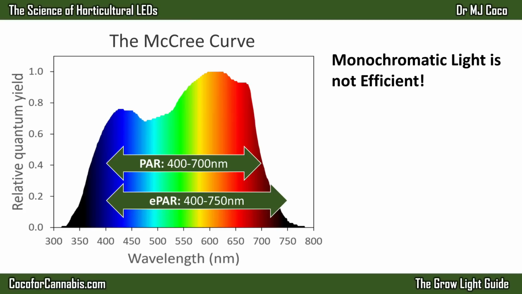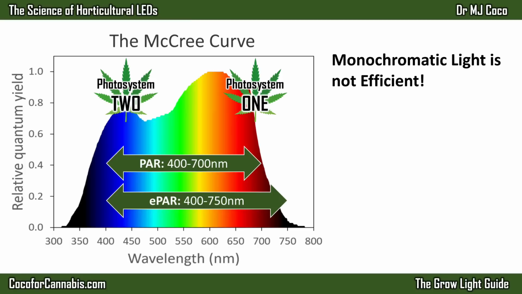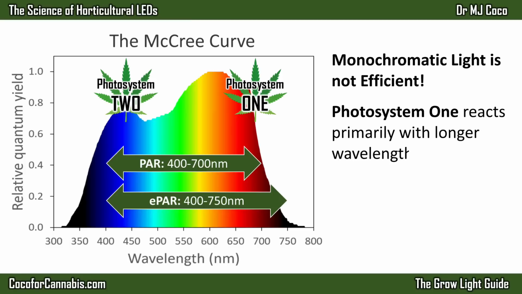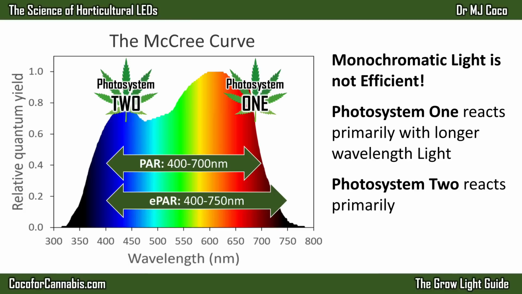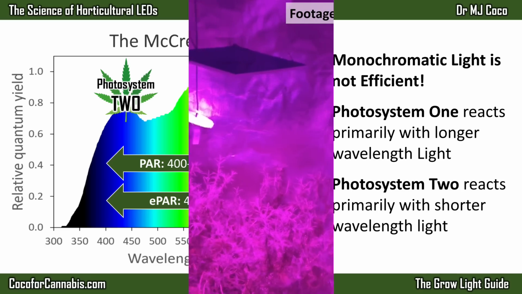There are two subsystems involved in photosynthesis, photosystem 1 and photosystem 2. In photosystem 1, chlorophyll A700 is the active reaction center. It reacts primarily with longer wavelength red light. In photosystem 2, chlorophyll A680 is the active reaction center. It reacts primarily with shorter wavelength light. Therefore, if you use only one wavelength, you will not activate all of the possible photosynthesis, and this could cause bigger problems than just slow growth.